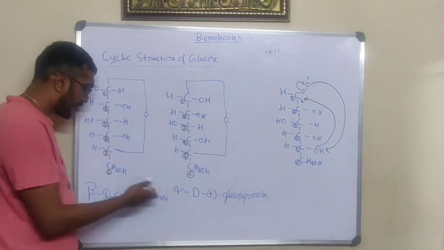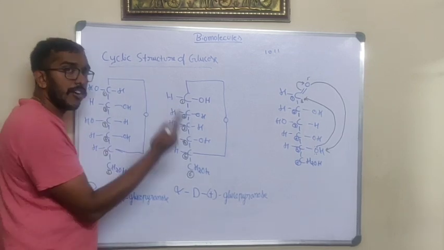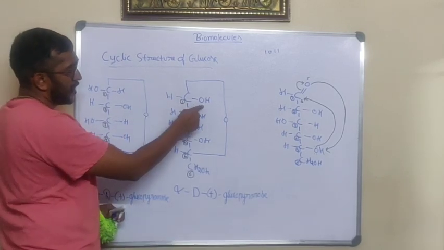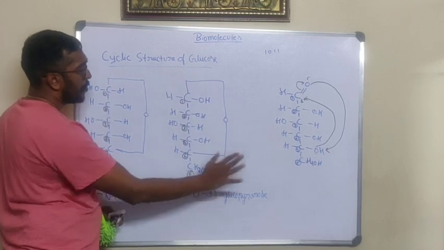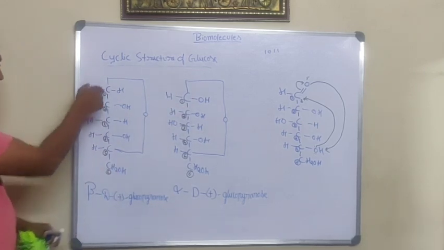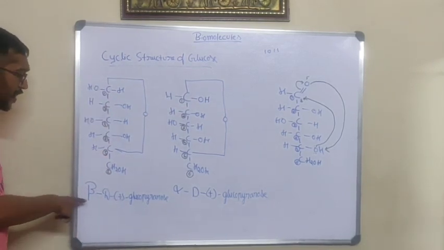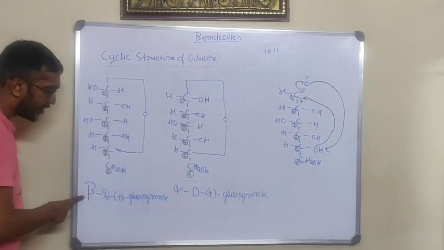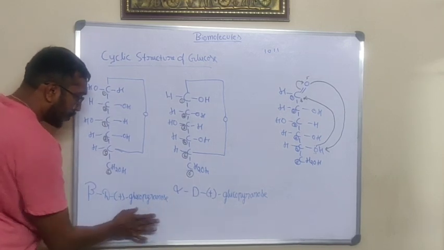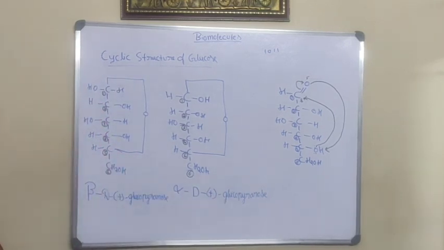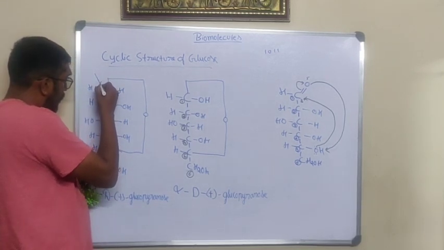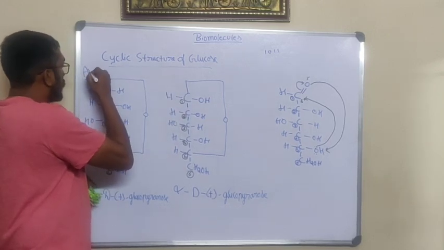Then you have understood what is alpha and what is beta. Very simple thing. What is the difference between alpha and beta? Just the position of the OH group which is present on carbon 1. See carbon 1: here H is there, here OH is there. So this is alpha D plus glucopyranose. If I change the orientation, we are not going to call this alpha. So alpha has been changed to beta: beta D plus glucopyranose. That's it. So this carbon 1 is called the anomeric carbon.